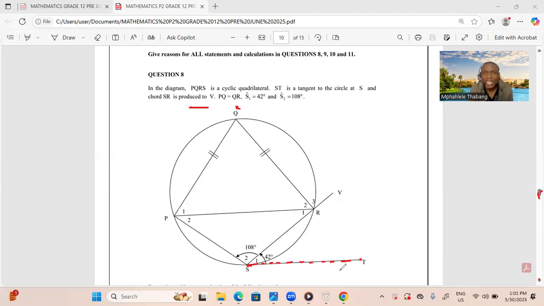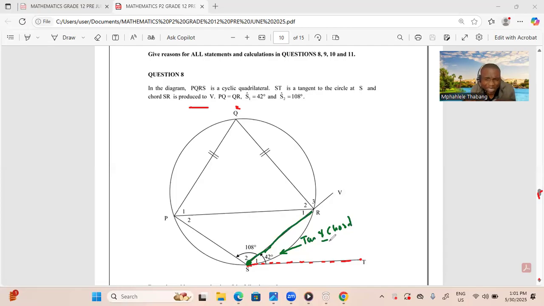I have to identify the chord which is in contact with the tangent, the chord which is meeting with the tangent. In this case, I will draw a chord from S. My chord is this one. And then the angle 42, remember S1 they are saying is 42. This angle 42 is what we call the angle between the tangent and the chord.